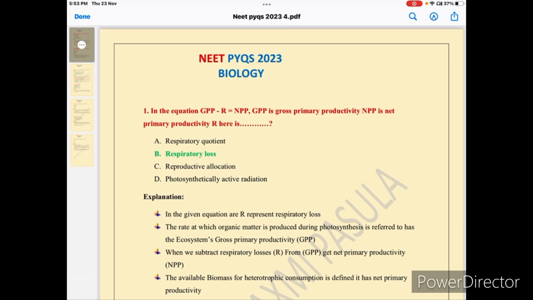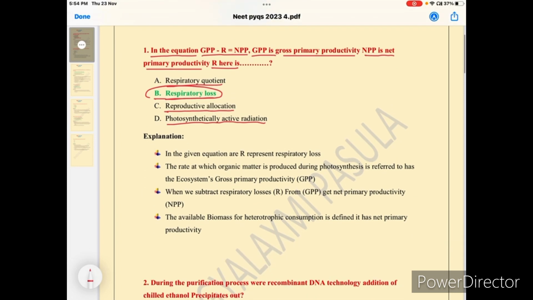So the question is, in this equation GPP minus R is equal to NPP, where GPP is gross primary productivity and NPP is net primary productivity, R is: option A, respiratory corruption; option B, respiratory loss; option C, reproductive accumulation; option D, photosynthetically active radiation. So the answer is option B, respiratory loss. Let us see the explanation.